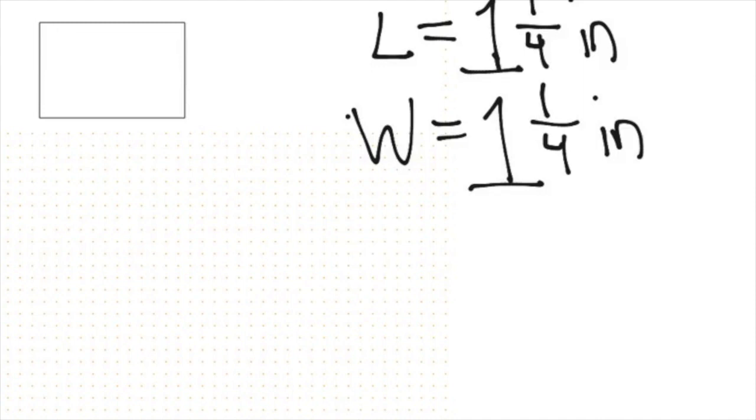Okay, we have come to the end of our packet. This is our exit ticket where it says measure the rectangle to the nearest 1/4 inch with your ruler and label the dimensions and find the area. I'm not sure if you have a ruler. Actually, I didn't have a ruler when I read this question.